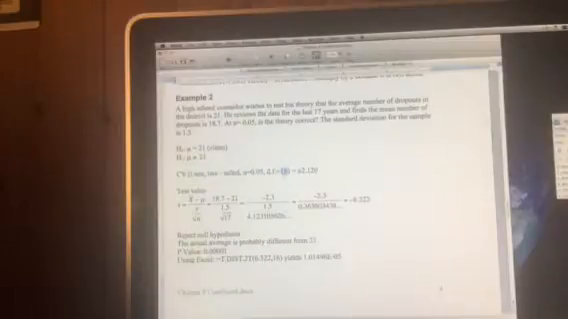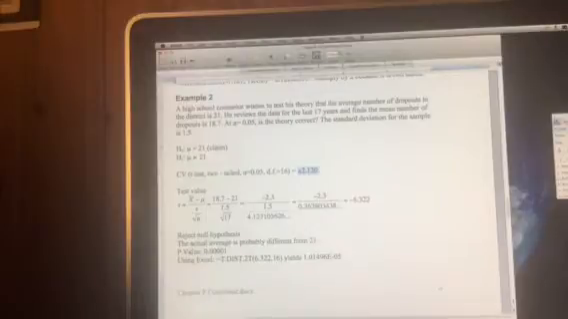If you go to your t-table or if you utilize Excel, 16 degrees of freedom, alpha equals 0.05, two-tailed test, your critical values are plus or minus 2.120. So if we're below negative 2.120 or above positive 2.120, we'll reject the null hypothesis.